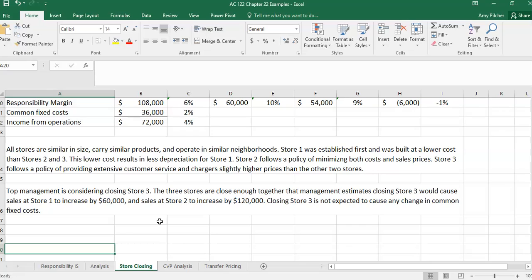We've done some analysis and we believe that closing store 3 would cause sales at store 1 to increase by 60,000 and sales at store 2 to increase by 120,000. Closing store 3 is not expected to cause any change in common fixed costs. So we want to look at what is the overall effect of closing store 3.